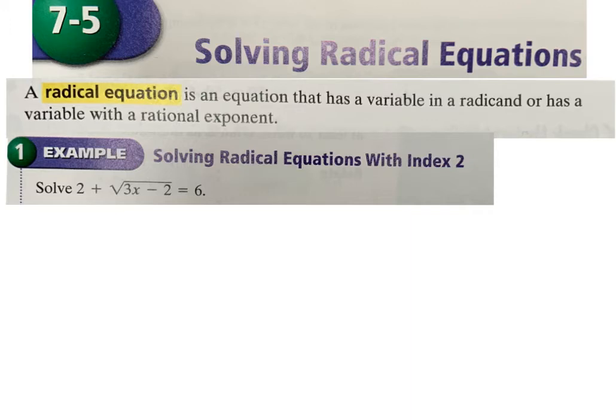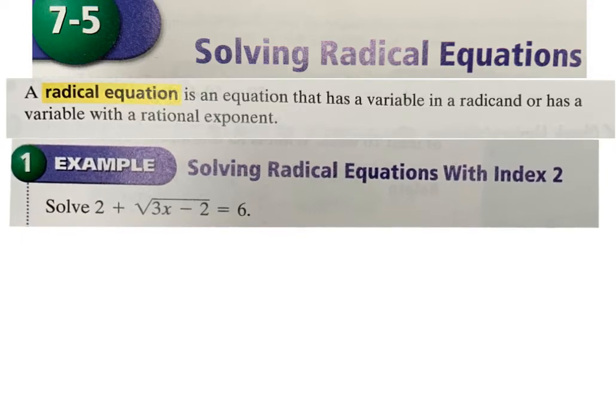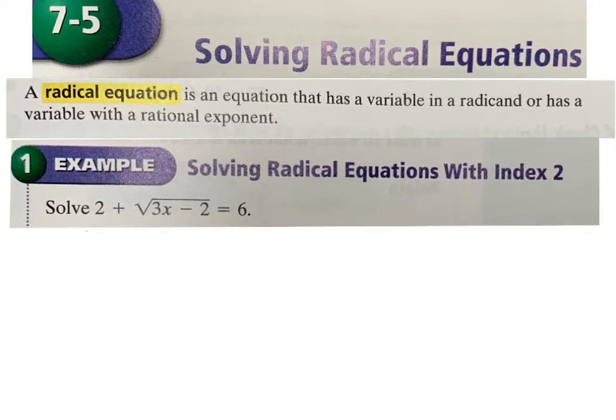When you're solving a radical equation, the first one is with index of 2, meaning a square root. Your goal is to get that root by itself and then to get rid of the root altogether and then solve for x. So when you're looking at this, you want to get that radical completely by itself. In order to do that, you are going to have to subtract that 2 from both sides. So the first thing we're going to do here is take that 2, and we are left with the square root of 3x minus 2 equals 4.